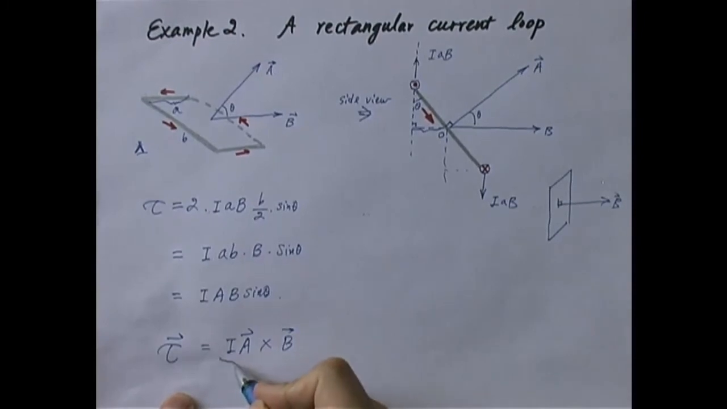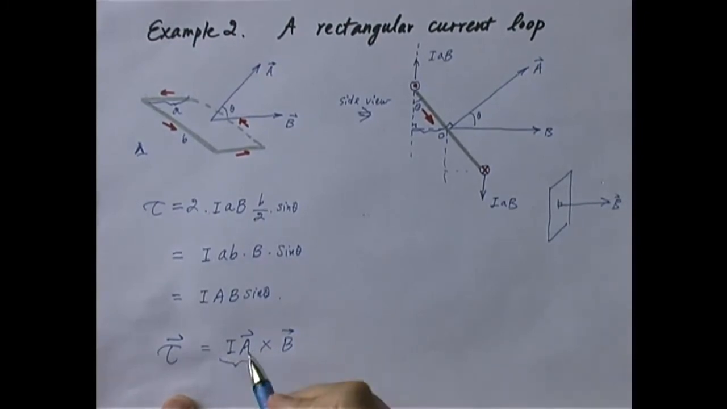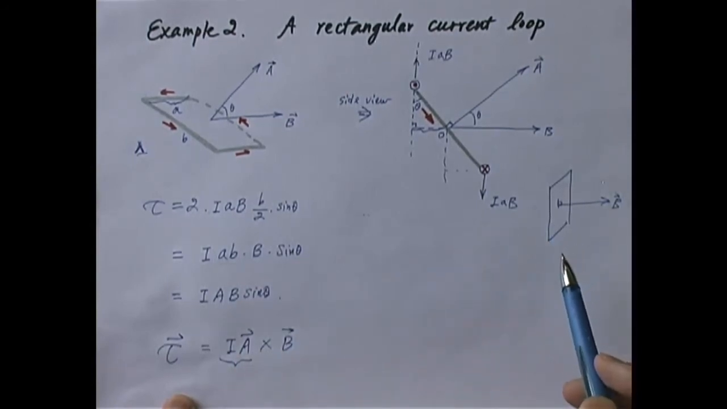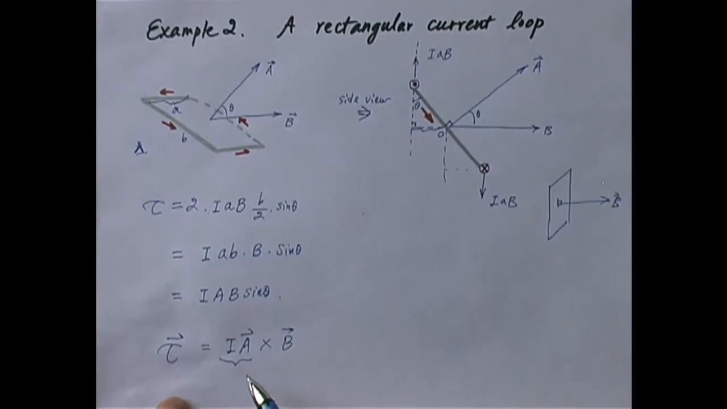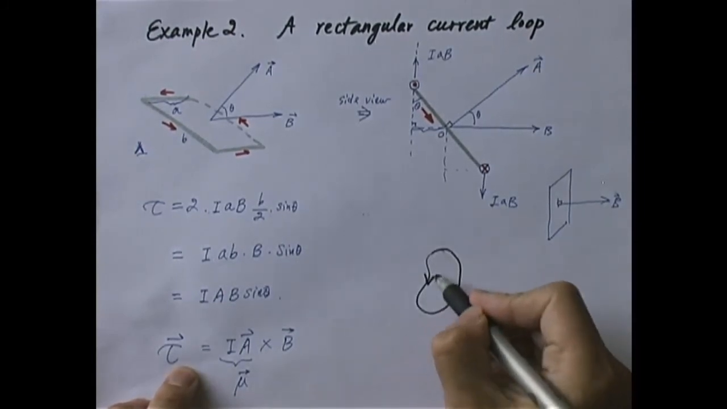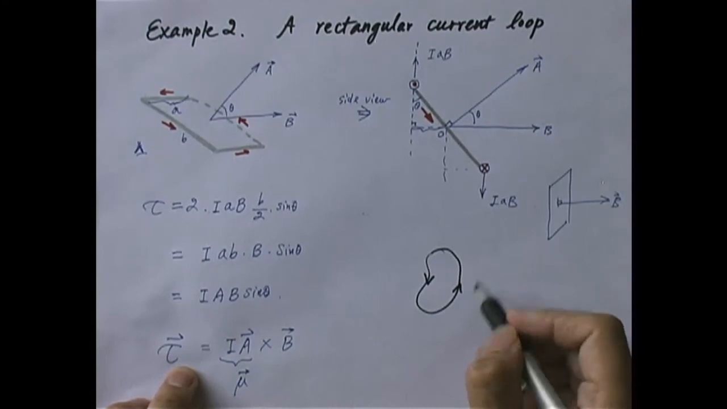And we have this combo here: the product of the current times this vector A, which has the magnitude of the area of the loop and is perpendicular to the loop. This combo, I times A, we give it a name. We call it a magnetic moment, mu. Okay, so here is how we define the magnetic moment. Suppose I have a loop carrying a current. It doesn't have to be rectangular. Any loop will do. Okay, carrying a current like this.